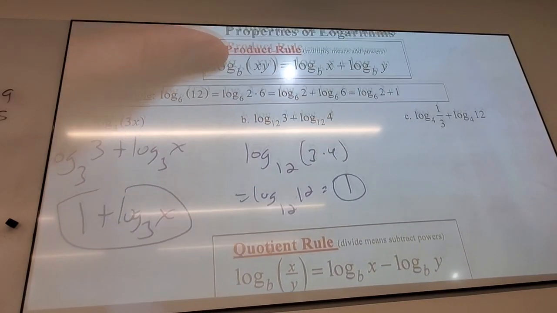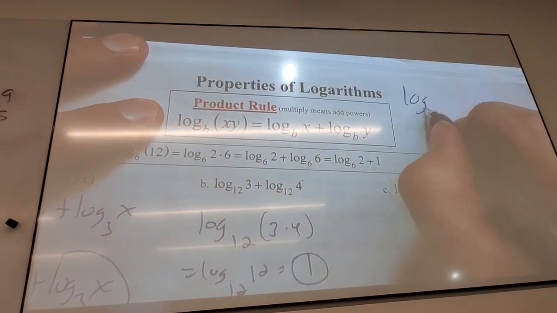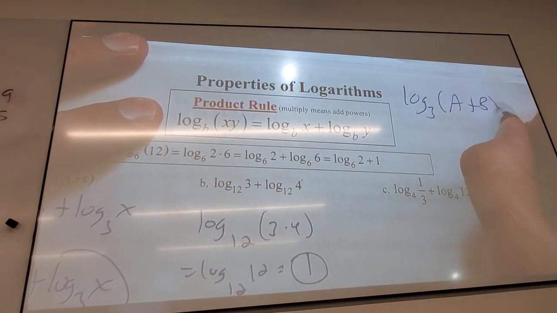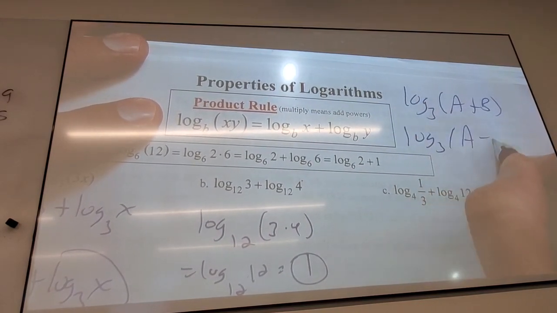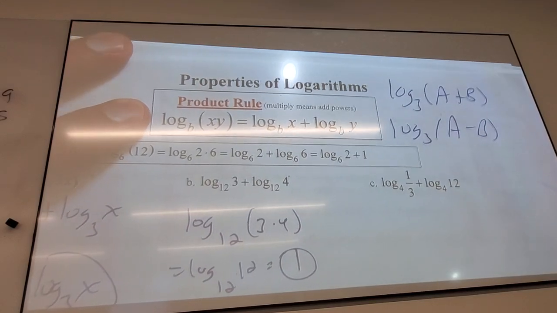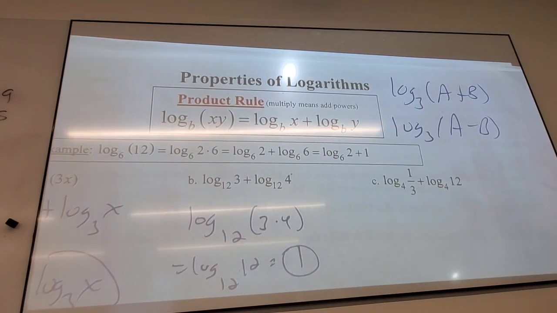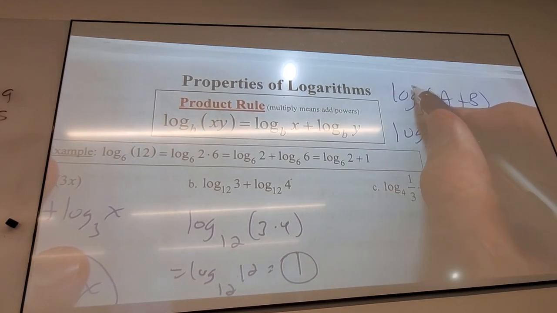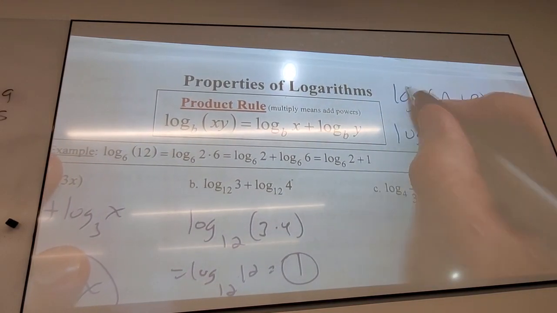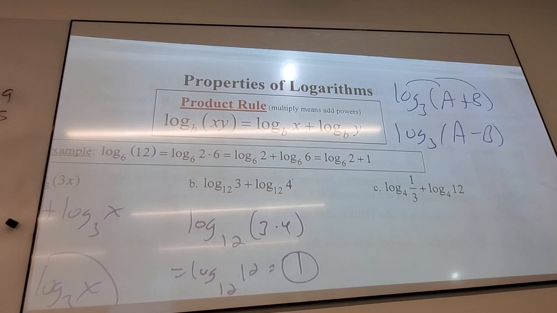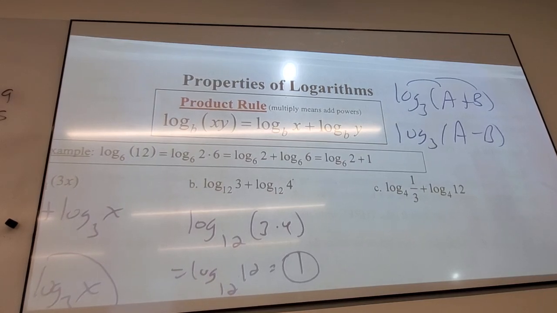Now, real quick, I want to say this. I cannot do anything to this. I cannot do anything to this. I cannot do anything to those. So there's no property for what if I'm adding inside of a log. There's no property for that. This is not, dear God, this is not distribution. Because that is not log base 3 times a plus b. That doesn't make any sense.